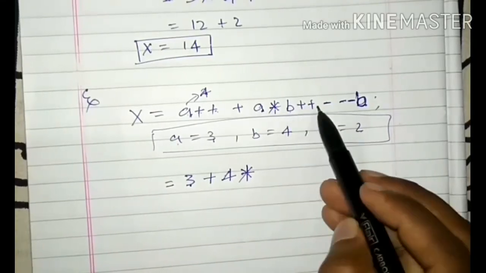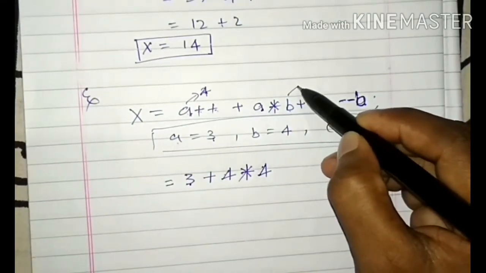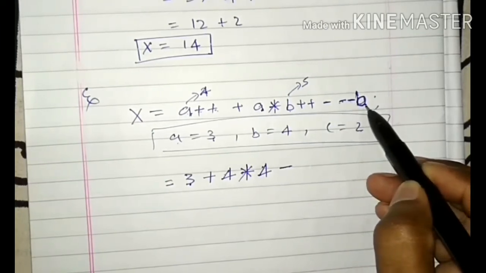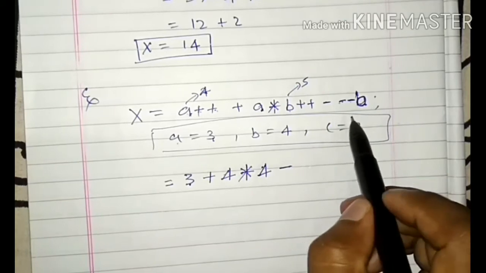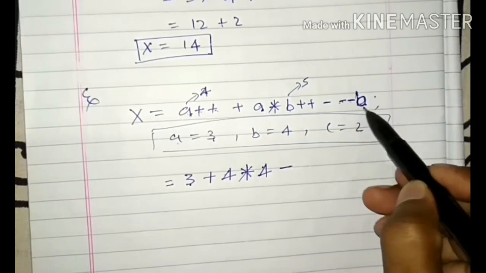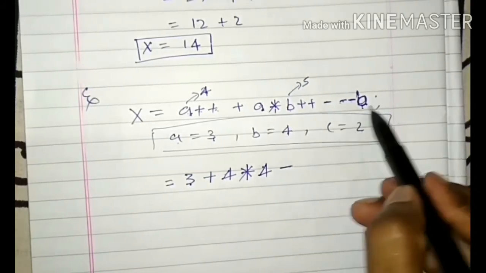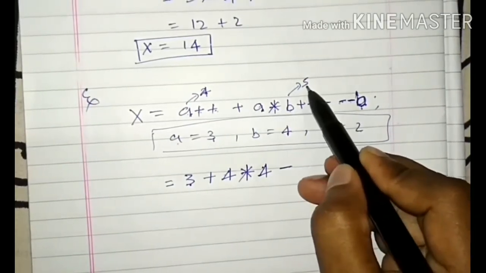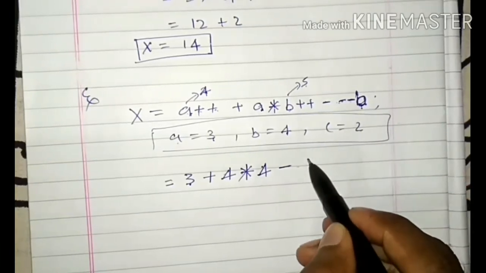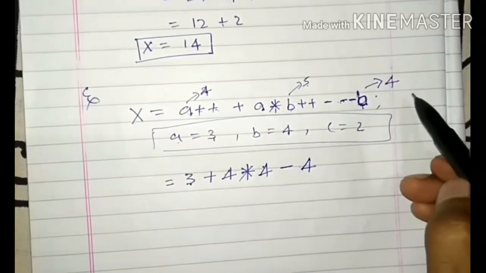This is again post, and post increment or decrement says just use 4 and then increase the value of 4, that will be 5, minus b. Minus b means pre-decrement, and pre-increment or pre-decrement says first increase or decrease, then use. Here what will be the value of b? Here you can see the value of b is 4, but we will not use this 4. Why? Because before this, b has been increased. That's why here we will use 5, and minus 5 means 4, and the next value of b will be 4.